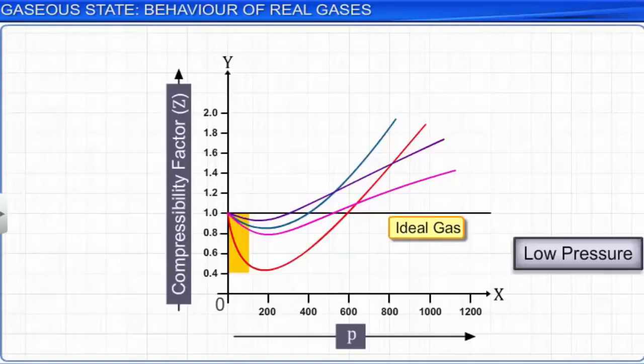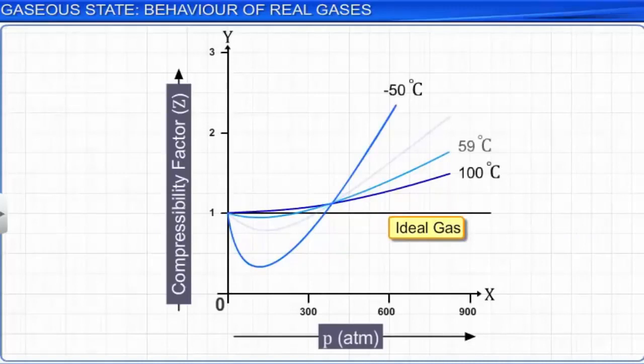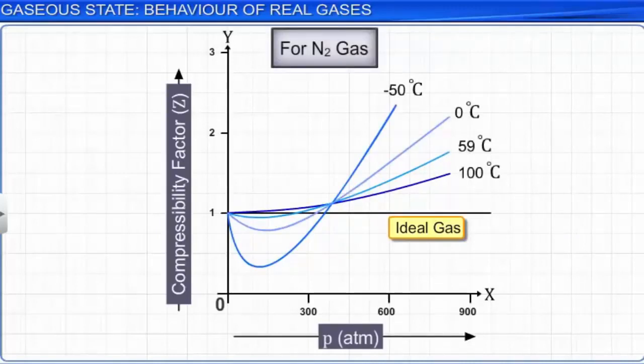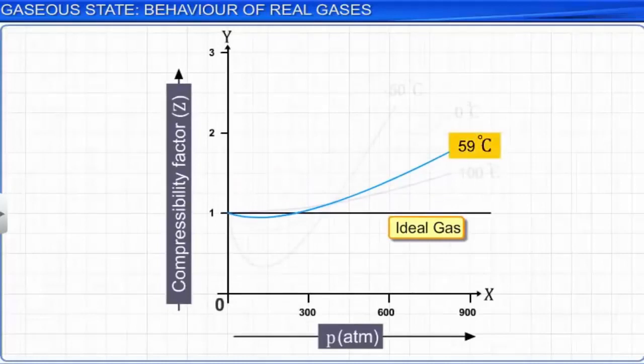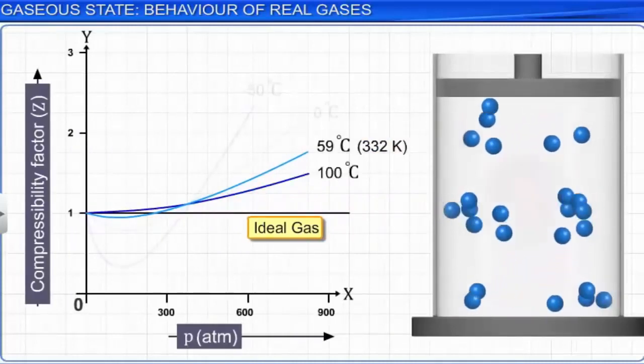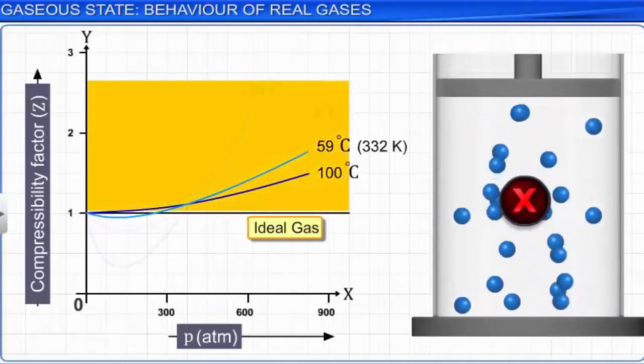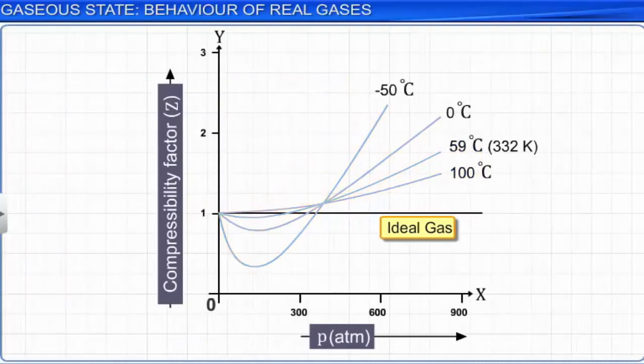The graph shown here depicts the effect of temperature on the deviations shown by a nitrogen gas. The temperature at which a real gas obeys ideal gas laws over an appreciable range of pressure is known as Boyle temperature or Boyle point. The Boyle point depends upon the nature of the gas. The Boyle temperature of nitrogen is 332 Kelvin. Above Boyle temperature, real gases are difficult to compress and the Z value is greater than 1. Below Boyle temperature, real gases first show decrease in the value of Z, then reaches minimum, and with the increase of pressure, Z value increases continuously. Thus, at low pressure and high temperature, gases show ideal behavior.